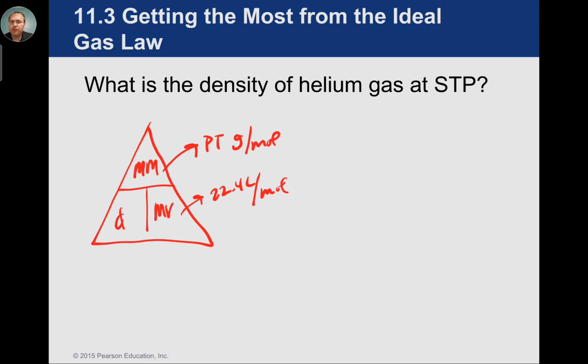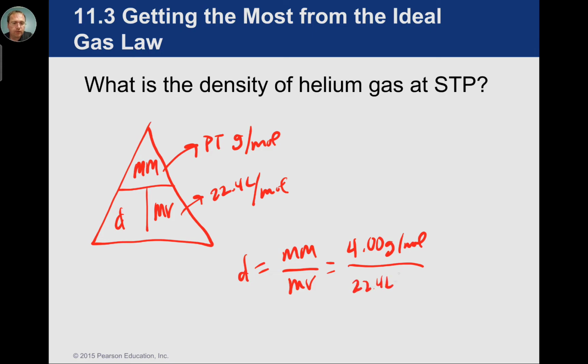So if you cover up D, you get molar mass over molar volume. The molar mass of helium is straight off the periodic table, 4 grams per mole. Molar volume is the magic number, 22.4 liters per mole. Moles cancel, and we get grams per liter left over, and there's one of those on the final exam.